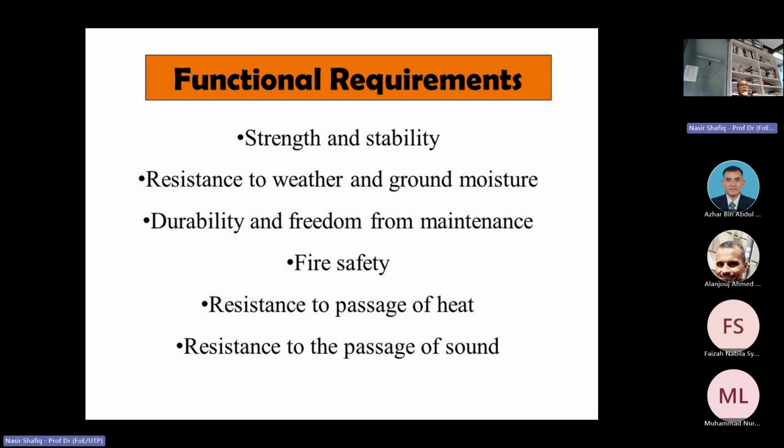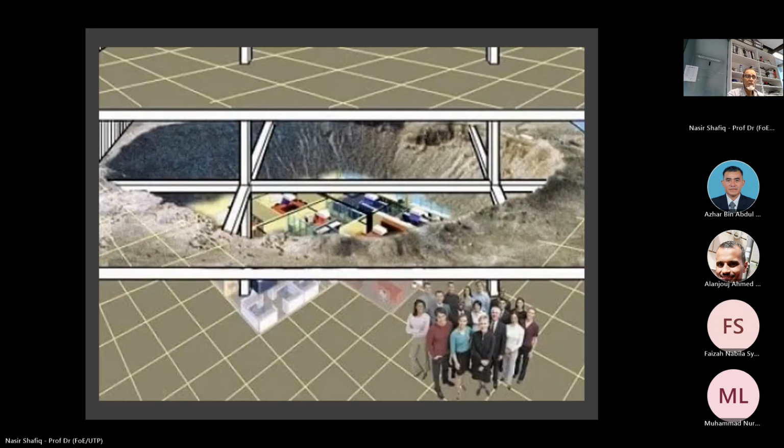That will be giving us a good maintenance cycle, so we can delay or we can ignore. Fire safety, right? This is also because the fire trigger can also cause resistance to the passage of heat, resistance to the passage of sound. So those are the trigger mechanisms or trigger criteria which will affect the assets, right?